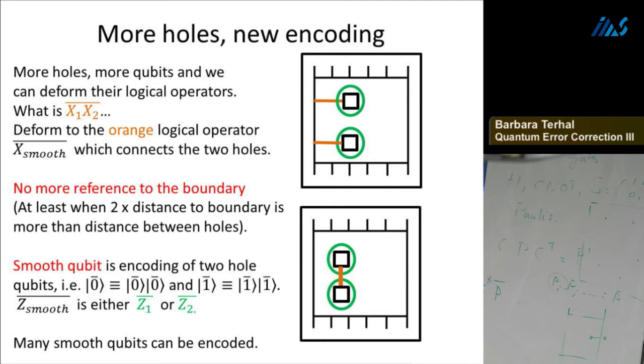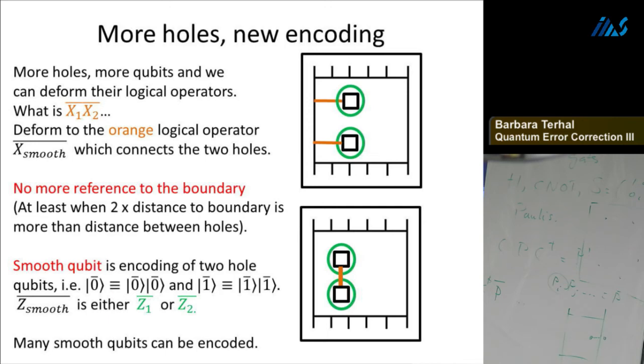For example, the logical operator for this qubit is now x1, x2. This one was x1, this one was x2, so x1, x2 is just a product. You have to think topologically here, but you can also verify it in detail, that you can deform these, move this thing here, and if they both come together here, they can be glued off the boundary, and they can connect these 2 holes. So they become this, because that is then the shortest string.